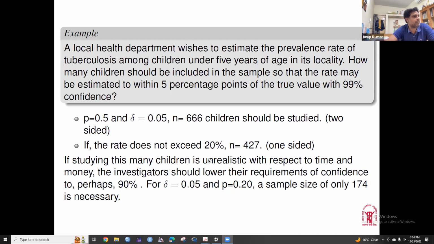Now if studying this many children is unrealistic with respect to the time and money, the investigator should lower their requirement of confidence perhaps to 90%, and delta is 0.05 and p is 0.2. तो जो 99 था इसको 90% कर दीजिए and your sample size will be only 174.